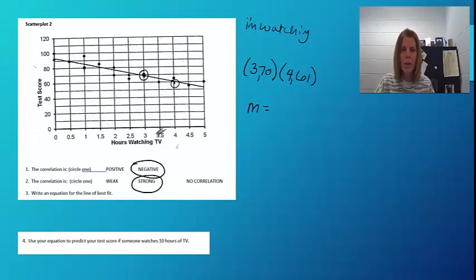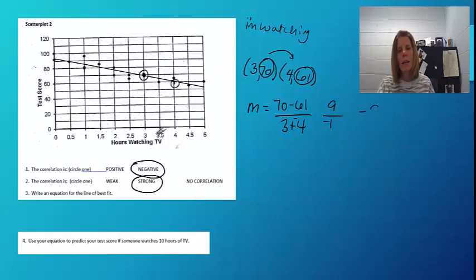And again, I'm drawing crooked. Okay, so I circle my y's because I just like doing that. I'm going to go left to right this time. So I'm going to do 70 minus 61, and then in the denominator, I will have 3 minus 4. 70 minus 61 is 9. 3 minus 4 is negative 1. 9 divided by negative 1 is negative 9. The biggest thing is you want to make sure you're having a negative slope because the line is decreasing.